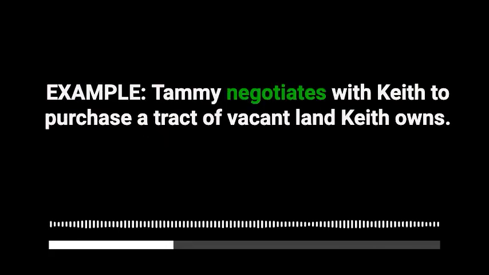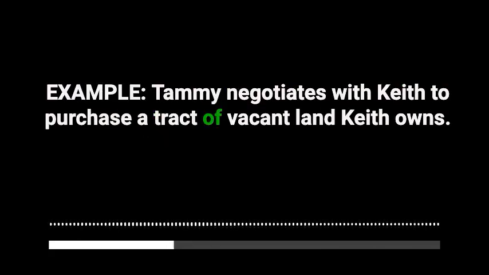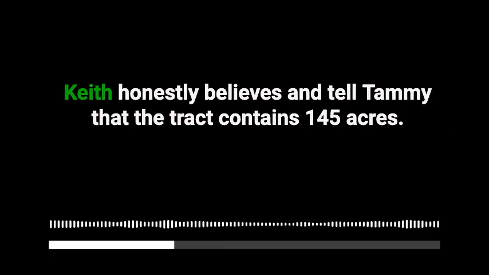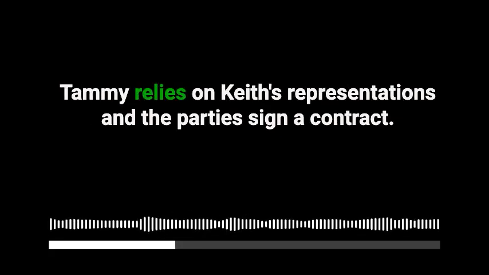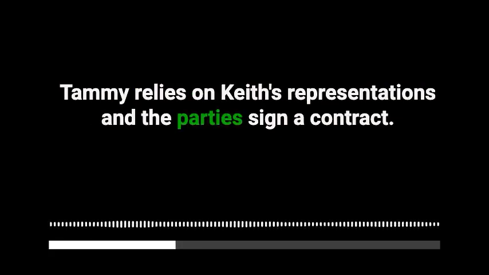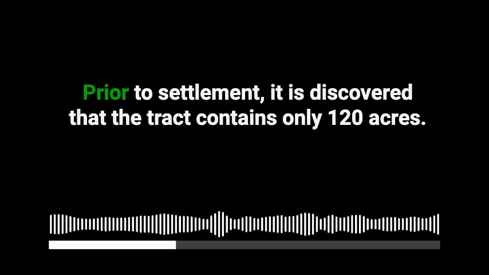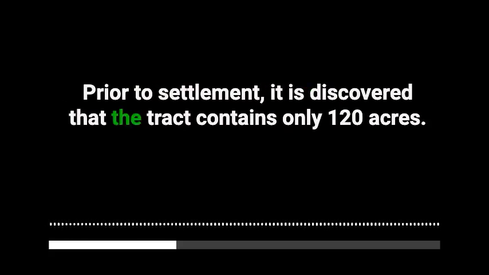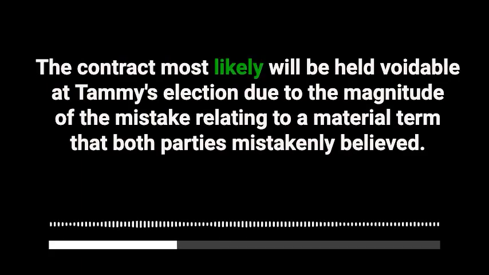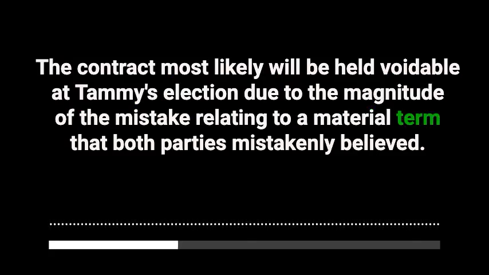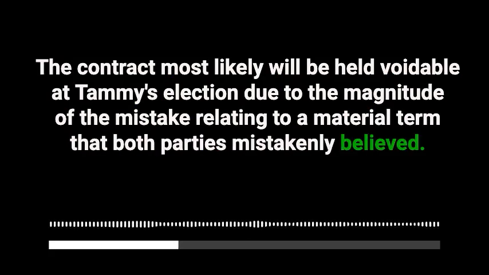Example: Tammy negotiates with Keith to purchase a tract of vacant land Keith owns. Keith honestly believes and tells Tammy that the tract contains 145 acres. Tammy relies on Keith's representations and the parties sign a contract. Prior to settlement, it is discovered that the tract contains only 120 acres. The contract most likely will be held voidable at Tammy's election due to the magnitude of the mistake relating to a material term that both parties mistakenly believed.